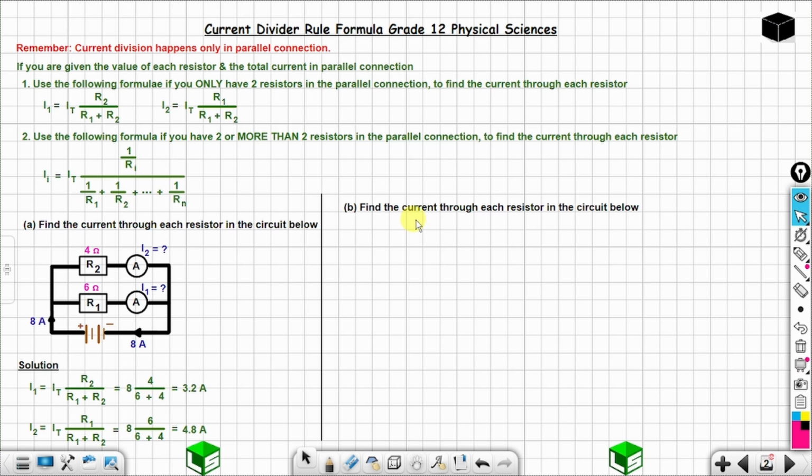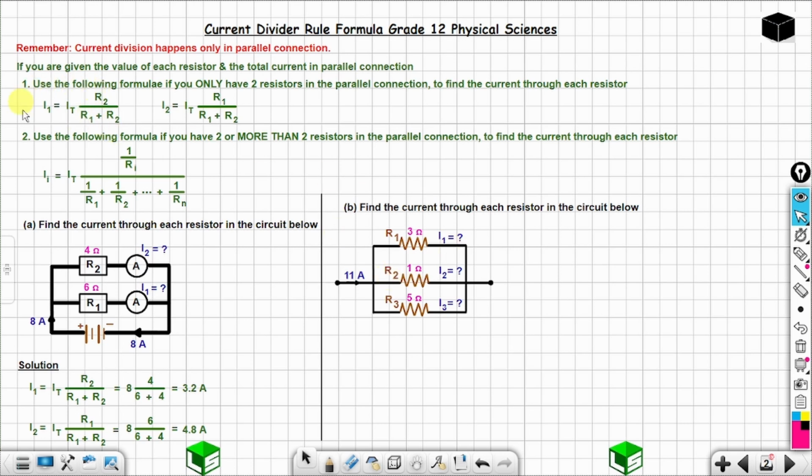Find the current through each resistor in the circuit below. You have the following circuit. Now you have 3 resistors in parallel. Okay, you have 3. So this formula and this formula cannot be used.